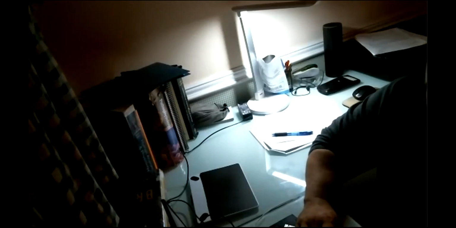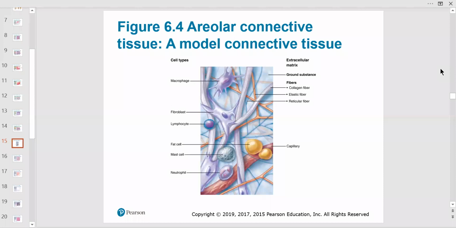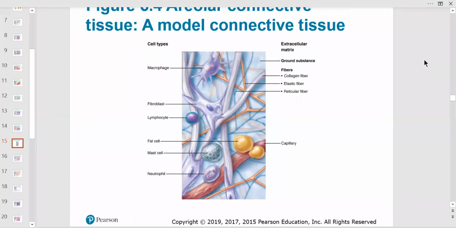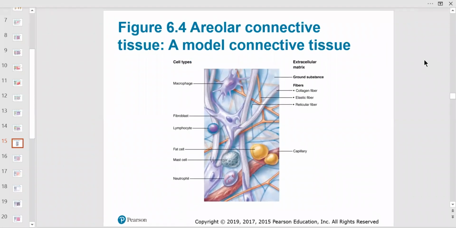Okay. So you know my two favorites though, right? Simple squamous and pseudo-stratified ciliated columnar epithelium. Okay, let's rock this. Now we're getting into connective tissue. And this is just an overview of connective tissue.